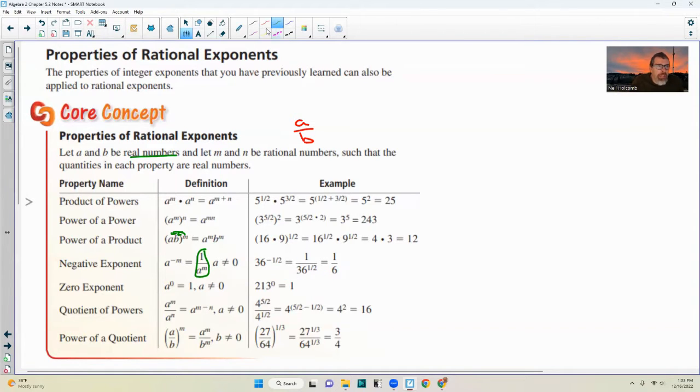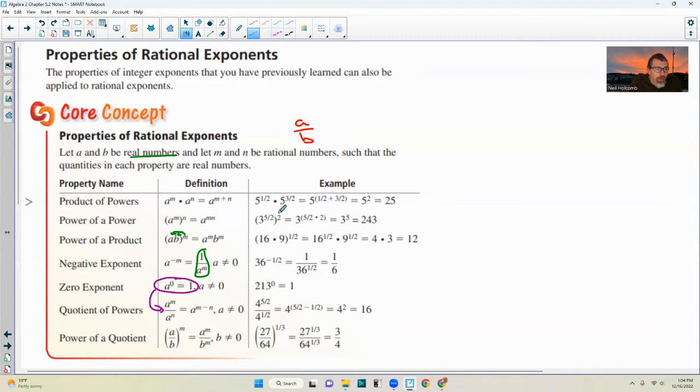And I'm going to stop and explain that further, because most books don't. Why is a to the 0 equal to 1? That's the big question. Okay, and it comes from the quotient of powers rule right down here. So I'm going to get back to that in a second. So we have a to the m divided by a to the n. We get a to the m minus n, where a cannot be 0, or this would be undefined. So 4 to the 5/2 over 4 to the 1/2 is 4 to the 5/2 minus 1/2, which is 4 to the 4/2, or 4 squared, which is 16.